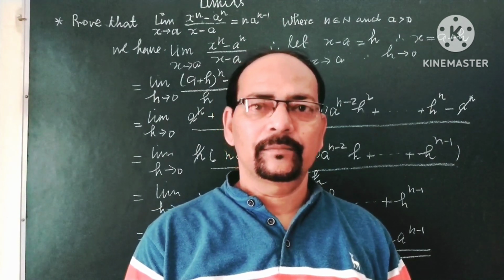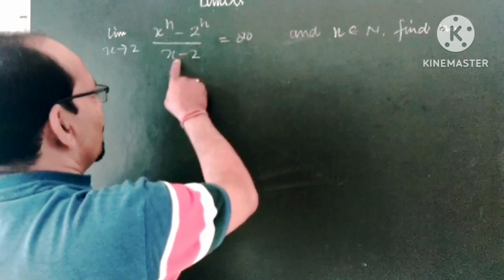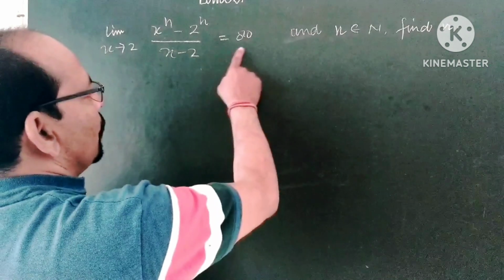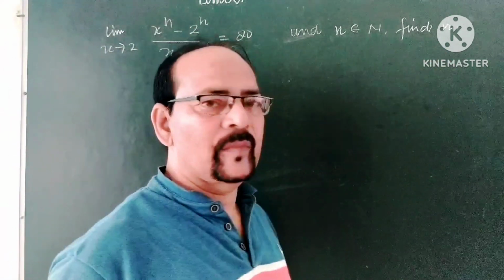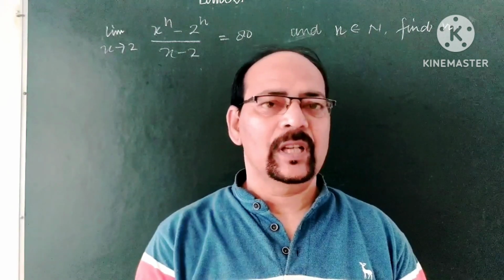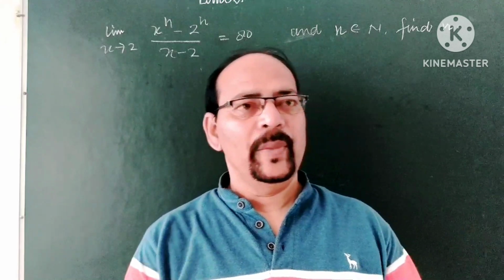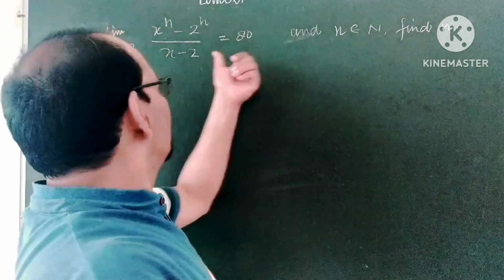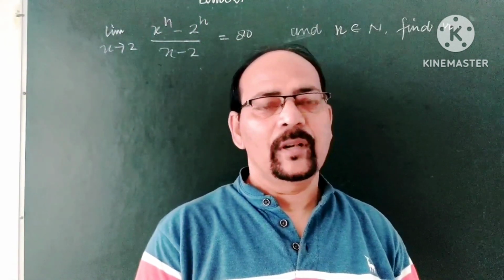Therefore, the question is: limit of (x raised to n minus 2 raised to n) upon (x minus 2) as x tends to 2 is equal to 80 and n belongs to N, then find the value of n. First, in this question, we can find the limit of that function, and after that we can find the value of n by comparing both sides. Here 80 is given as the limit of this function. Therefore, we first find the limit of that function.